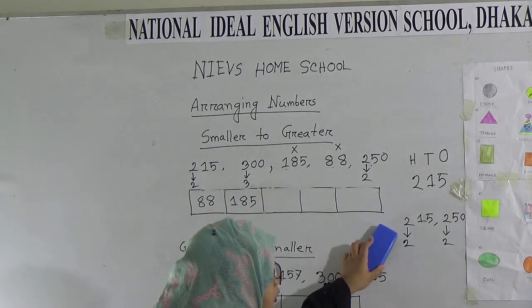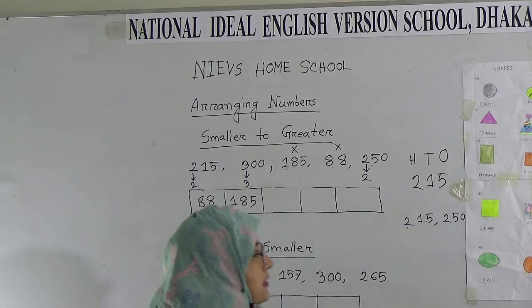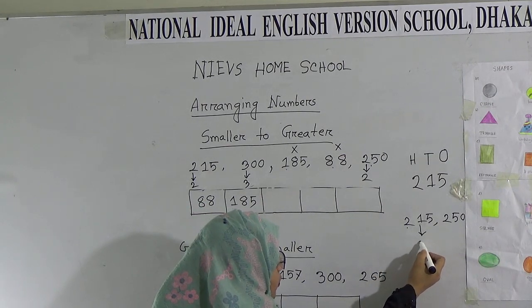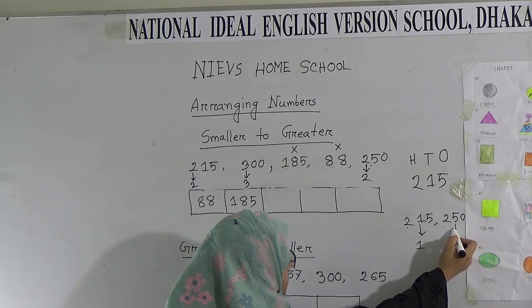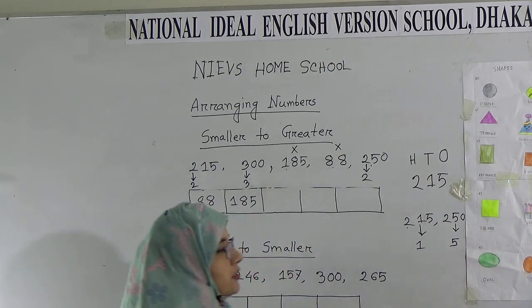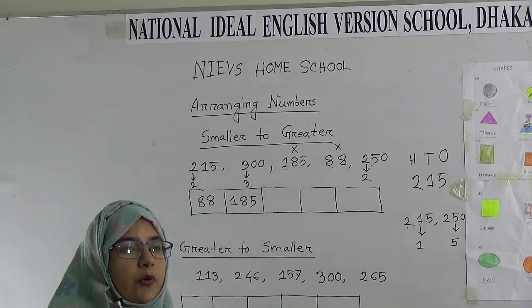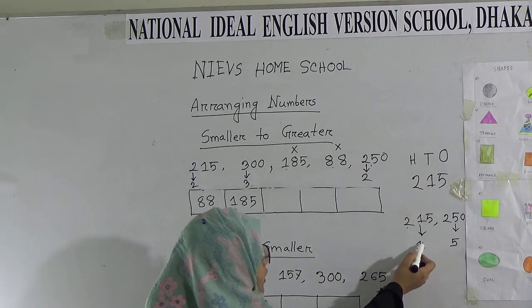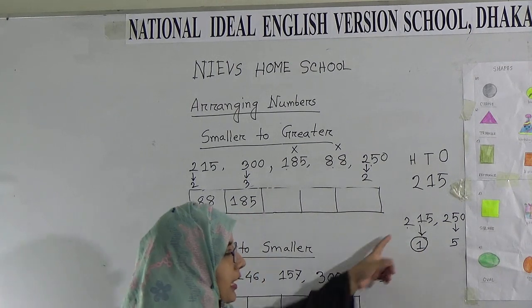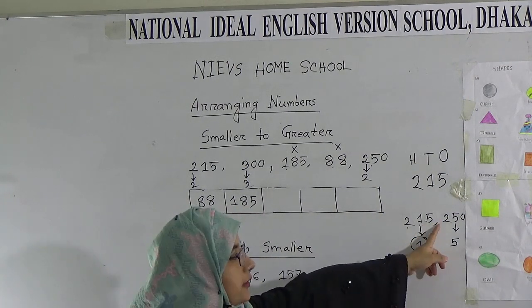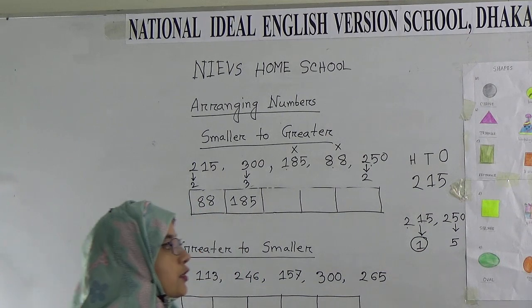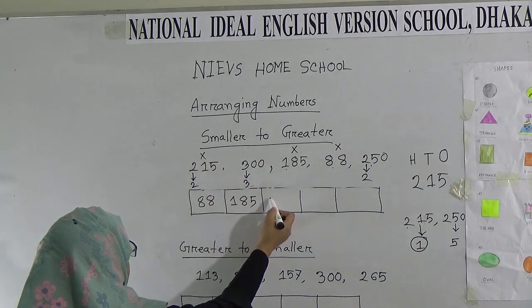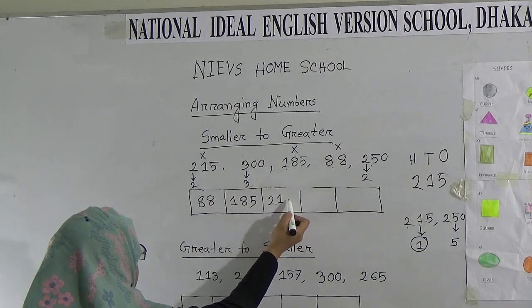So we cannot decide which number is smaller. So we have to go to the tens place. Now the digit in the tens place is 1 and the digit in the tens place is 5. So my dear students, see which number is smaller, 1 or 5? 1 is smaller. So the number 215 is smaller than 250. So we have to cut the number 215 and write it here.